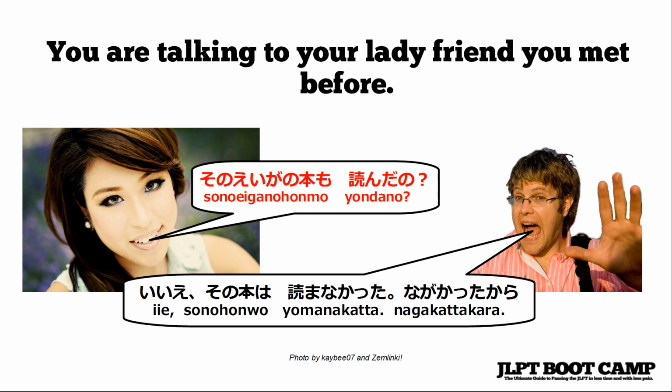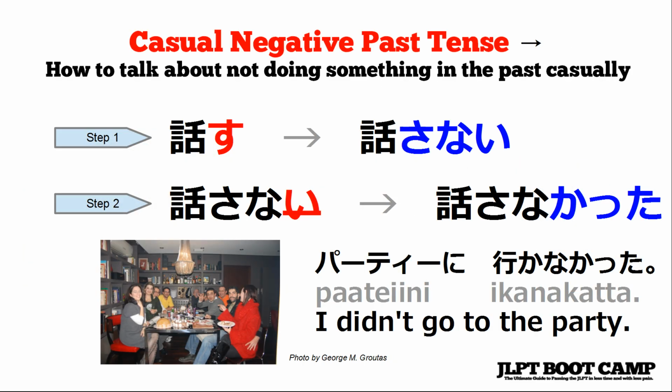Now, you're using the casual negative past tense there with yomanakatta. And this is pretty easy to make. Basically, just take a verb and convert it to the negative form, which we went over in the previous video. For example, for hanasu, you have hanasanai. And then you take the negative form, you cut off the i. So hanasa, you cut it down to hanasana and make it hanasanakatta. I didn't speak. And for example, party ni ikanakatta. I didn't go to the party.